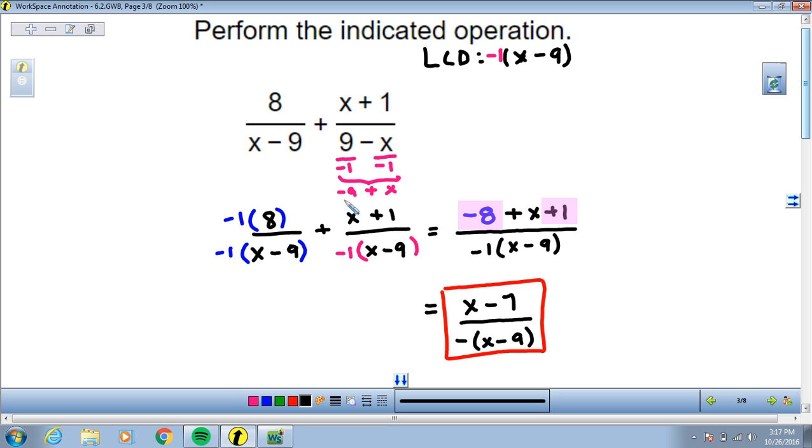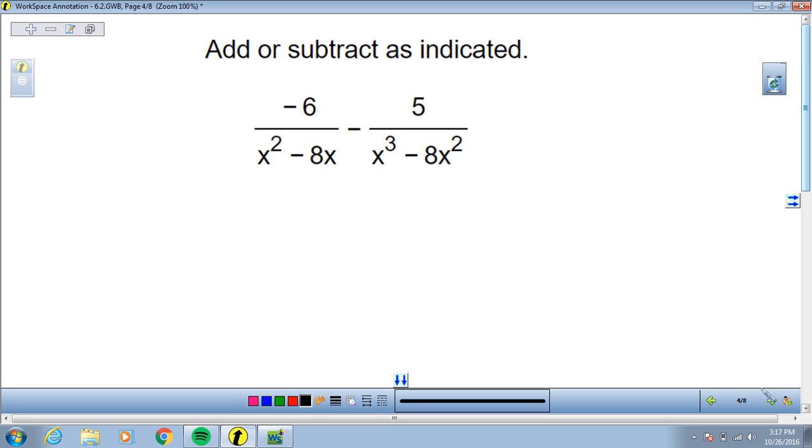Next question. Now we're going to subtract these two fractions.